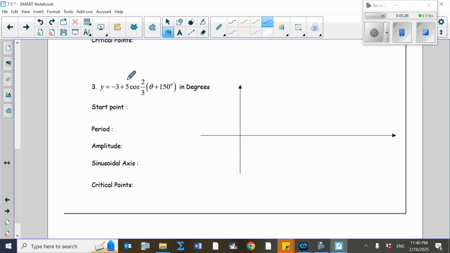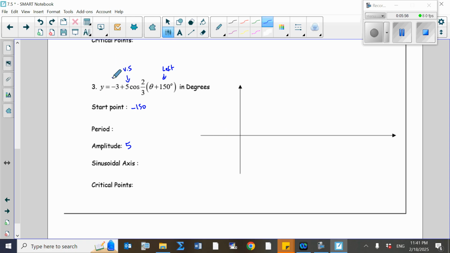The number which is multiplied by your function right before the function is going to change the amplitude. It's a vertical stretch here because the number is greater than 1. So amplitude is 5. A number is added to your function, to your theta. This is going to move the function left 150. So the start point will be at negative 150 because from 0 you go 150 to the left.